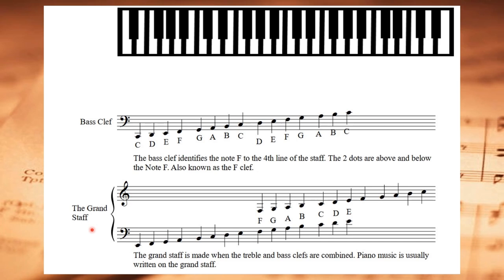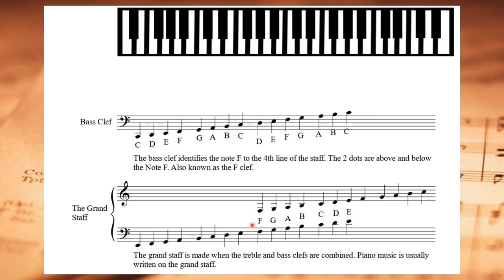Here we have what is called the grand staff. The grand staff is made when the treble and bass clefs are combined. Piano music is usually written on the grand staff. So when you're playing the piano, this is what you would be reading, and your left hand is reading the bass clef notes right here. So your left hand will be playing this part, and your right hand will be reading the treble clef part, and you would be reading these notes up here.